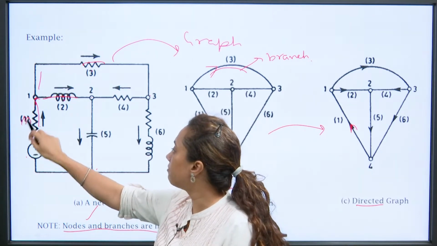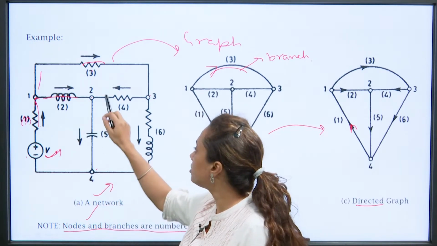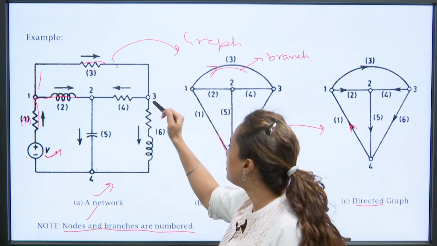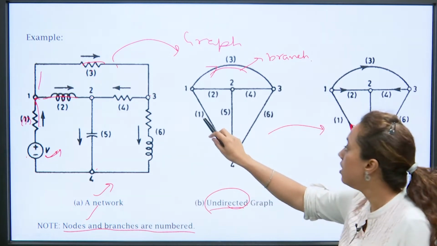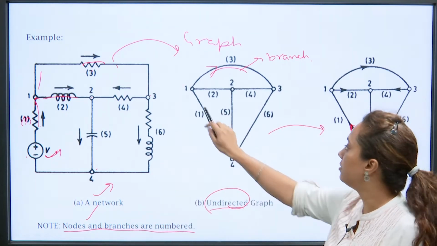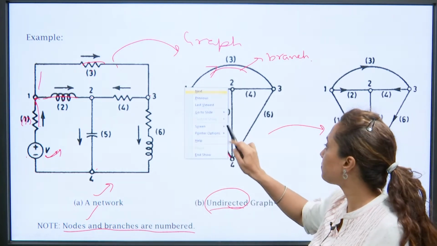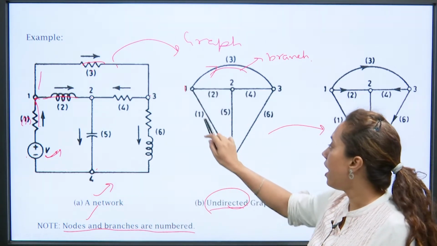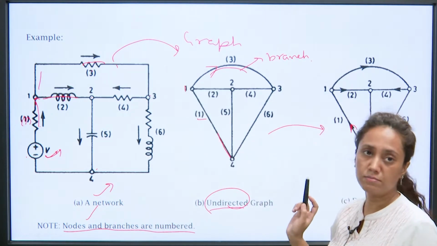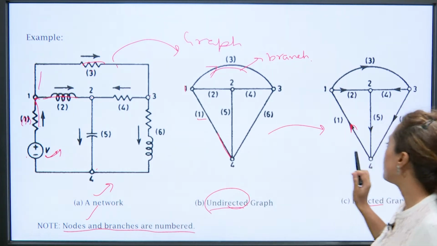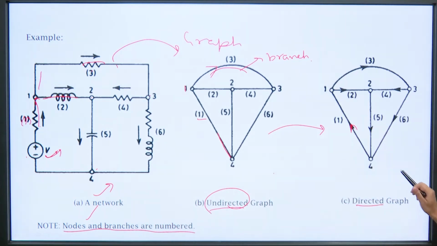This is branch number 1, then the 2nd branch, 3rd branch, 4th branch, 5th and the 6th one. So this is how we denote the whole graph with nodes. For nodes it is 1, and for the branches it is shown by some brackets with a 1, right. This is the undirected graph and this is the directed graph.